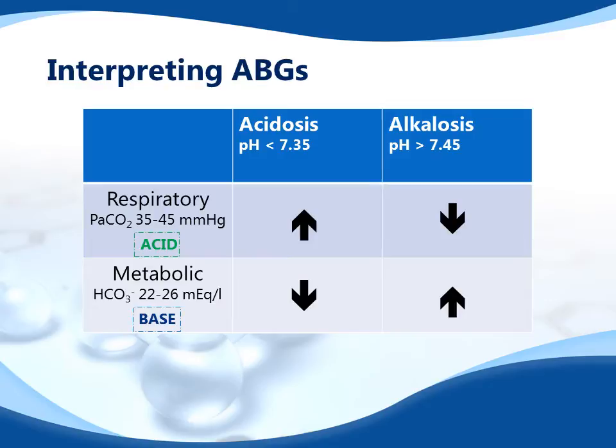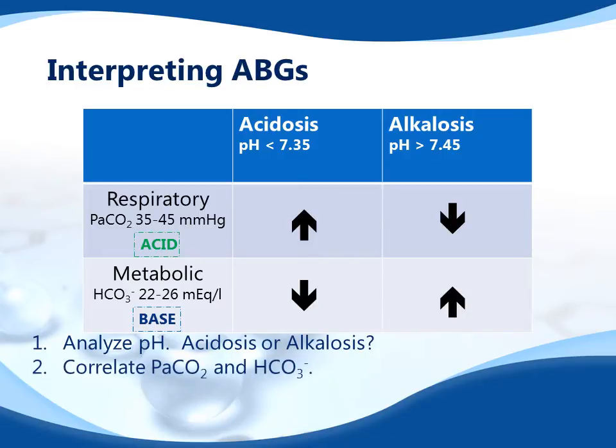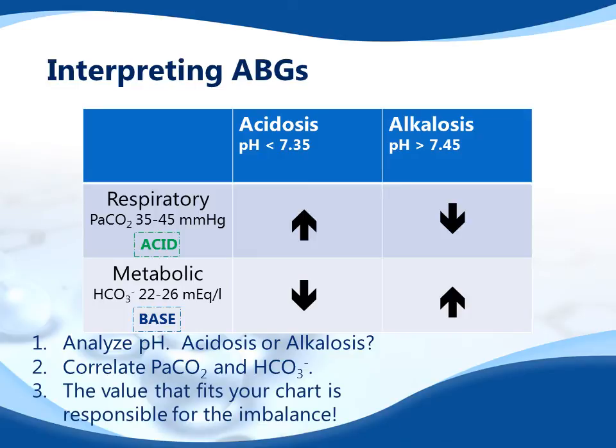Last, we will add our basic steps for interpretation. First, look at the pH and determine if you're dealing with acidosis or alkalosis. Next, correlate your abnormal labs. Finally, the value that fits your chart is responsible for the imbalance. Let's see what this looks like in action.